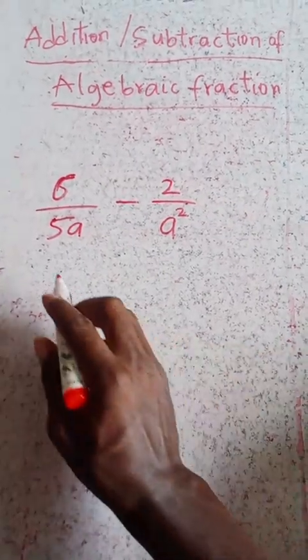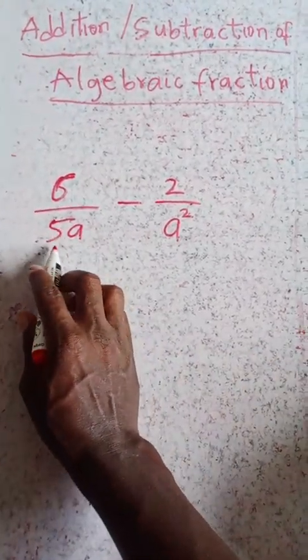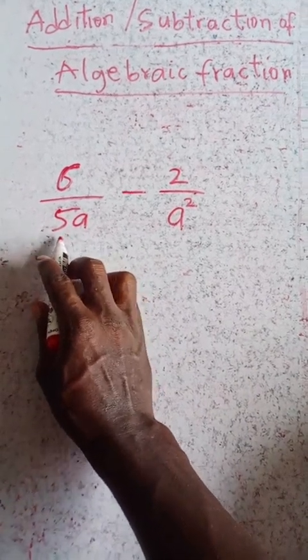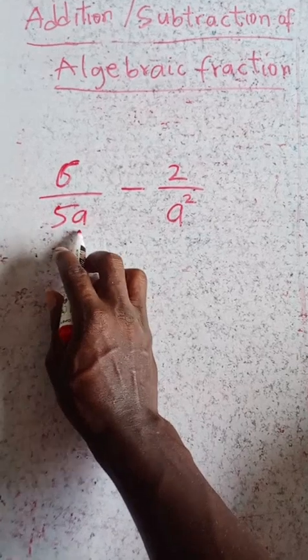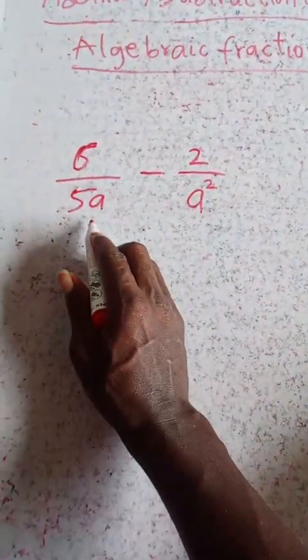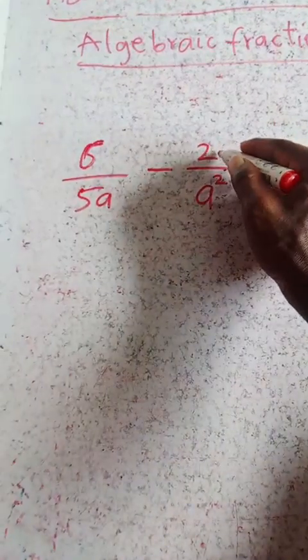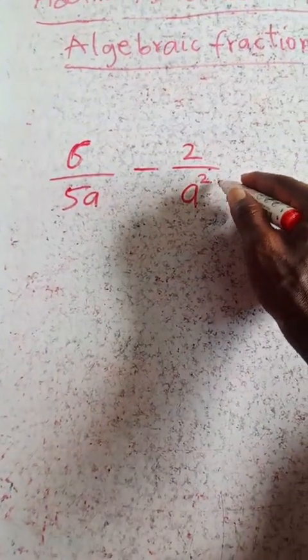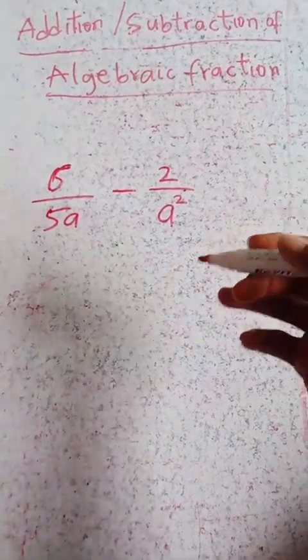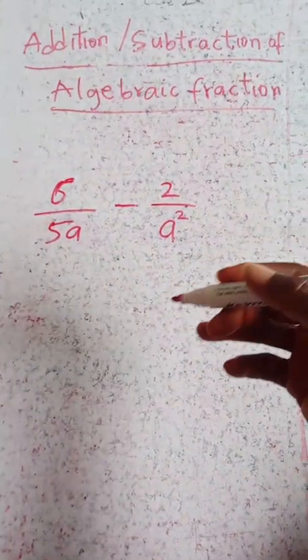So what about this question where the denominators have an alphabet? Look at the denominators: 5a and a raised to the power 2. So this is 6 over 5a minus 2 over a squared. How do you do that? Just continue to do what we have been doing.